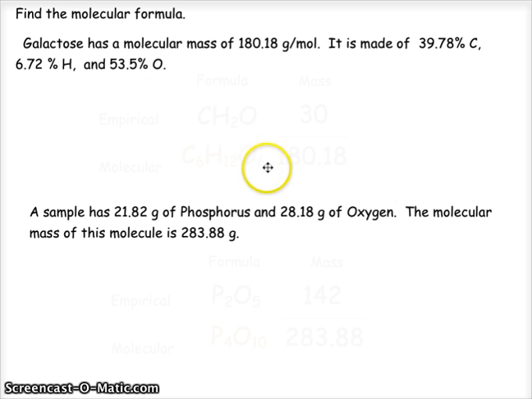So here are 2 sample problems. We are given the molar mass, or molecular mass, of galactose, and we are told the percent compositions. I want you to go ahead and calculate the empirical and molecular formulas for galactose, and then do the same down here for phosphorus and oxygen, and we'll see how you did. So go ahead and turn off the video, work out these two problems, and then come back and see how you did.